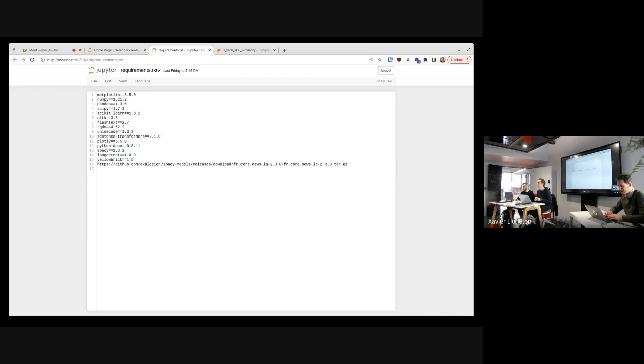There's 2 or 3 of them. Sorry? Only 2 or 3 of them are required. So basically you need to run the command pip install -r requirements.txt to install everything in your environment.